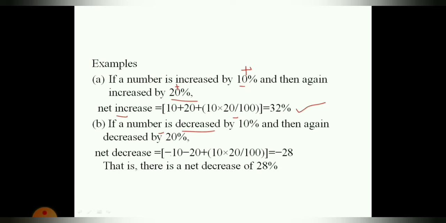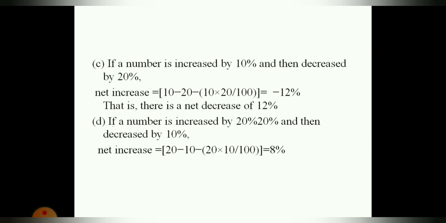If a number is decreased by 10 percentage and then again decreased by 20, which means both are minus here, we have to give both signs minus. So minus 10 minus 20 plus minus 10 into minus 20, so minus into minus becomes plus, is equal to minus 28. So we got minus 28, which means the net result is a decrease.